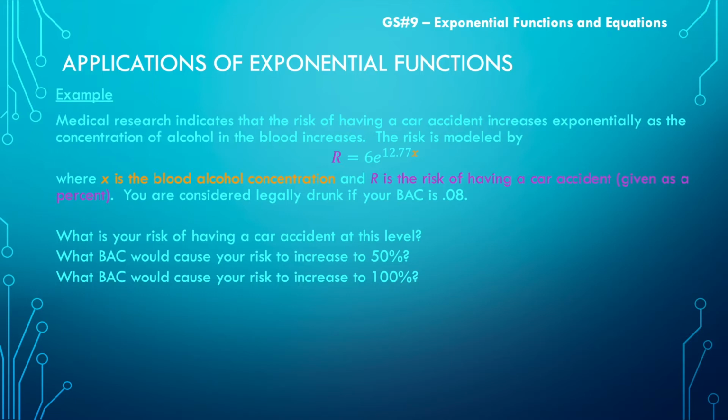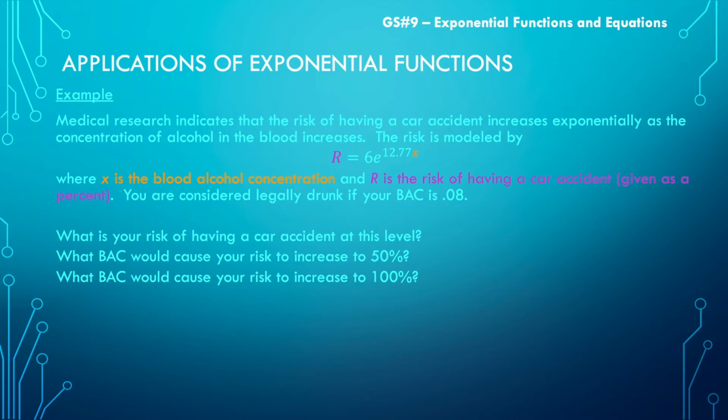read along, right? So, medical research indicates that the risk of having a car accident increases exponentially as the concentration of alcohol in the blood increases. This risk is modeled by R is equal to 6 times e raised to the 12.77x, where x represents the blood alcohol concentration and R is the risk of having a car accident, and that risk is given as a percent. You are considered legally drunk if your BAC is 0.08.